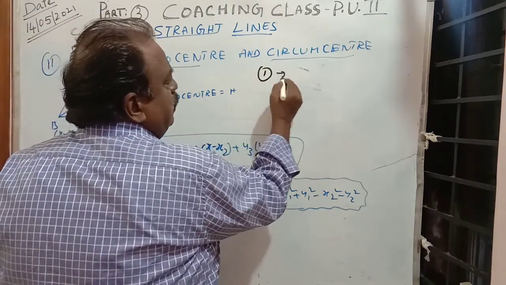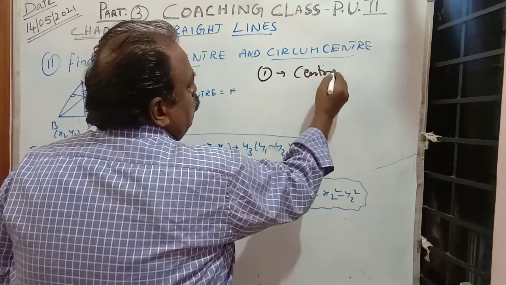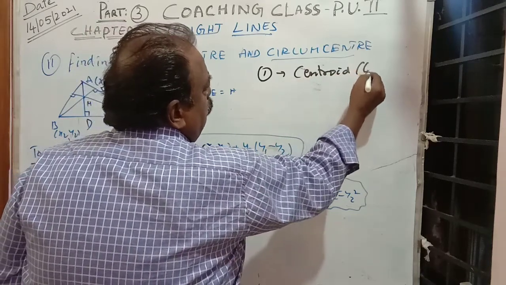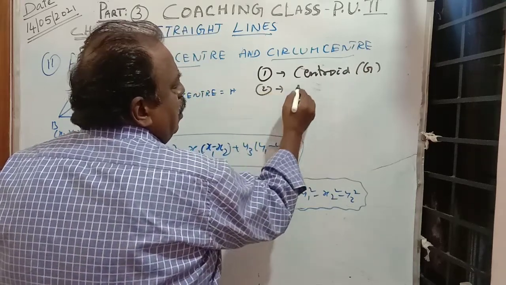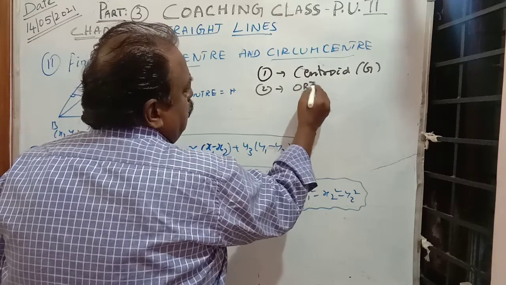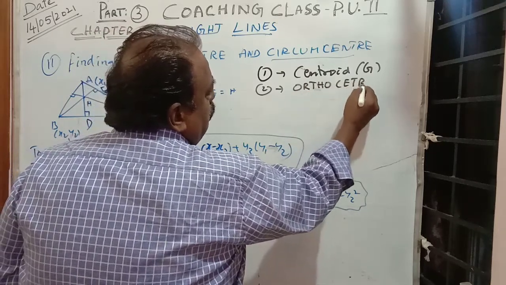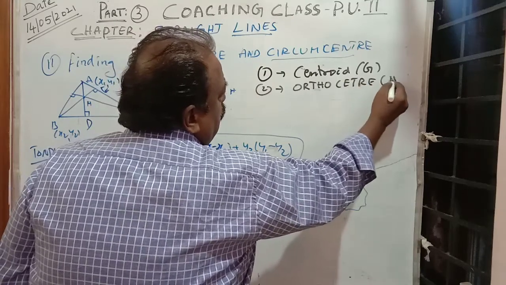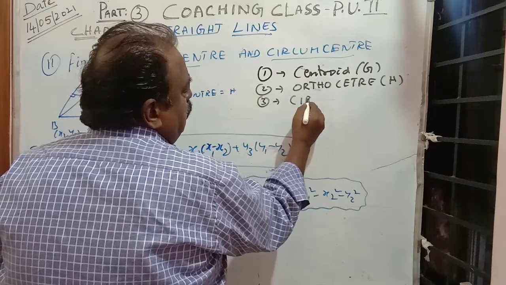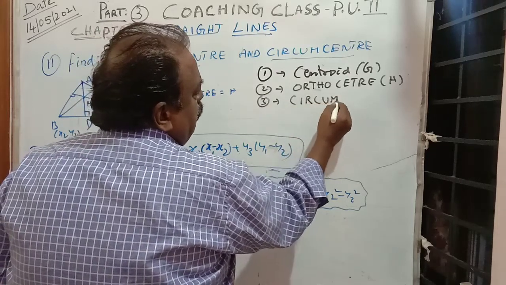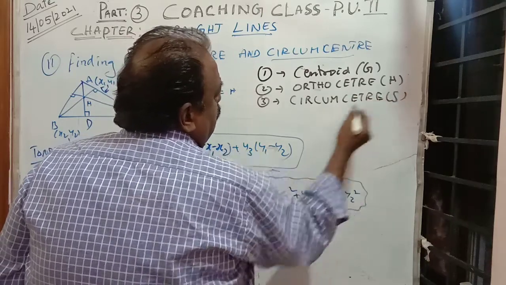One is the centroid, that is denoted by G. The second one is the orthocenter. It is denoted by capital H. The third one is the circumcenter. It is denoted by S.